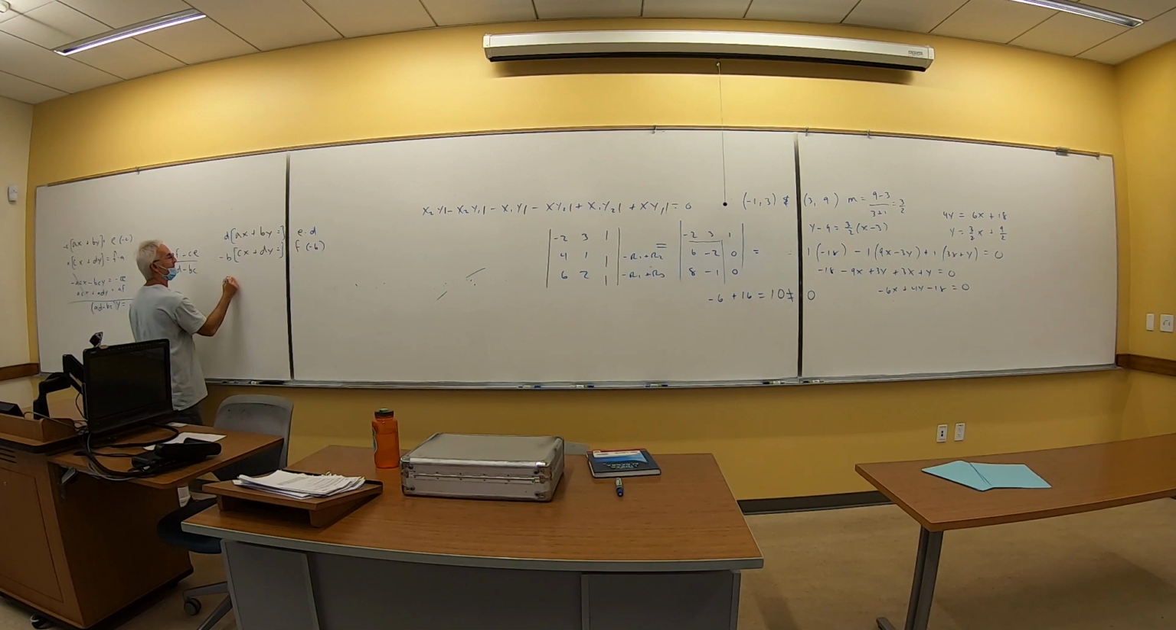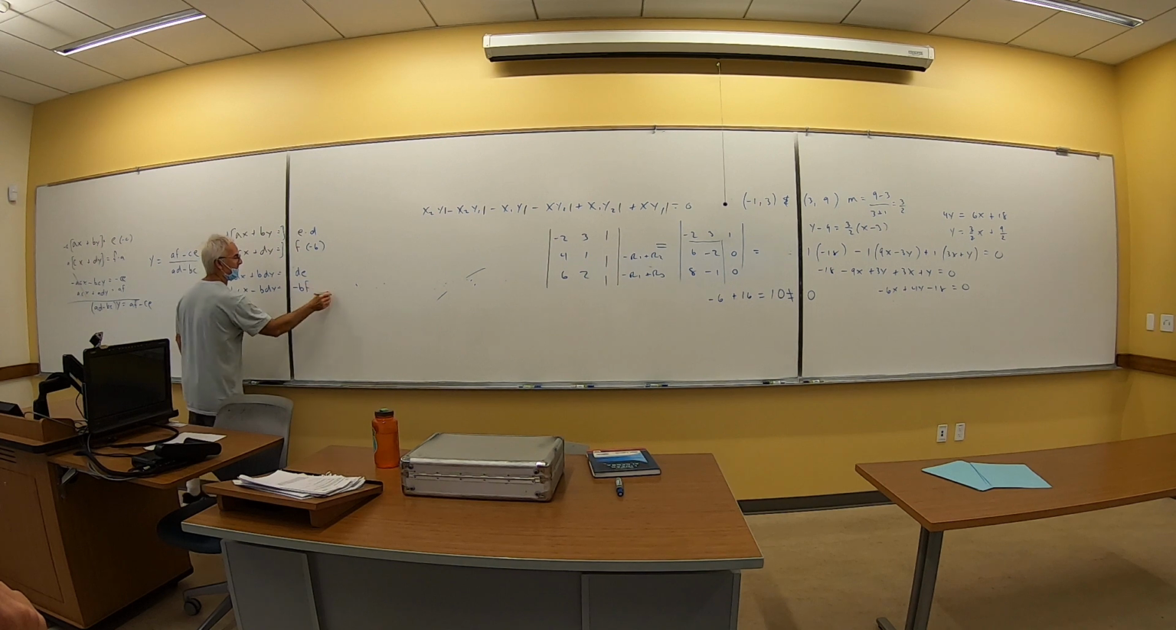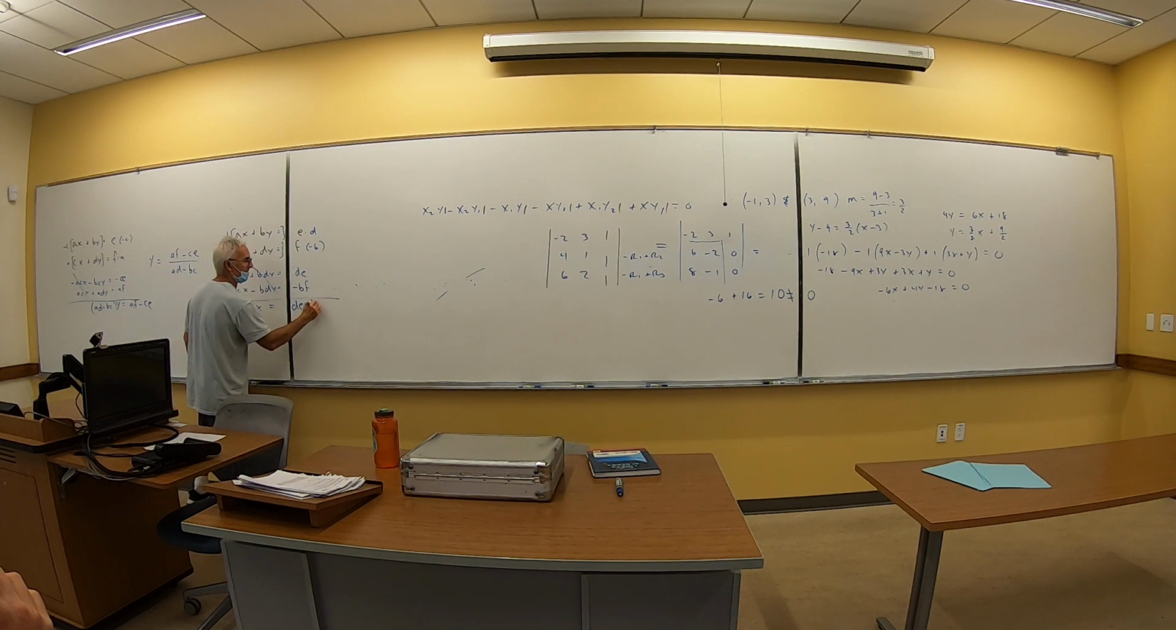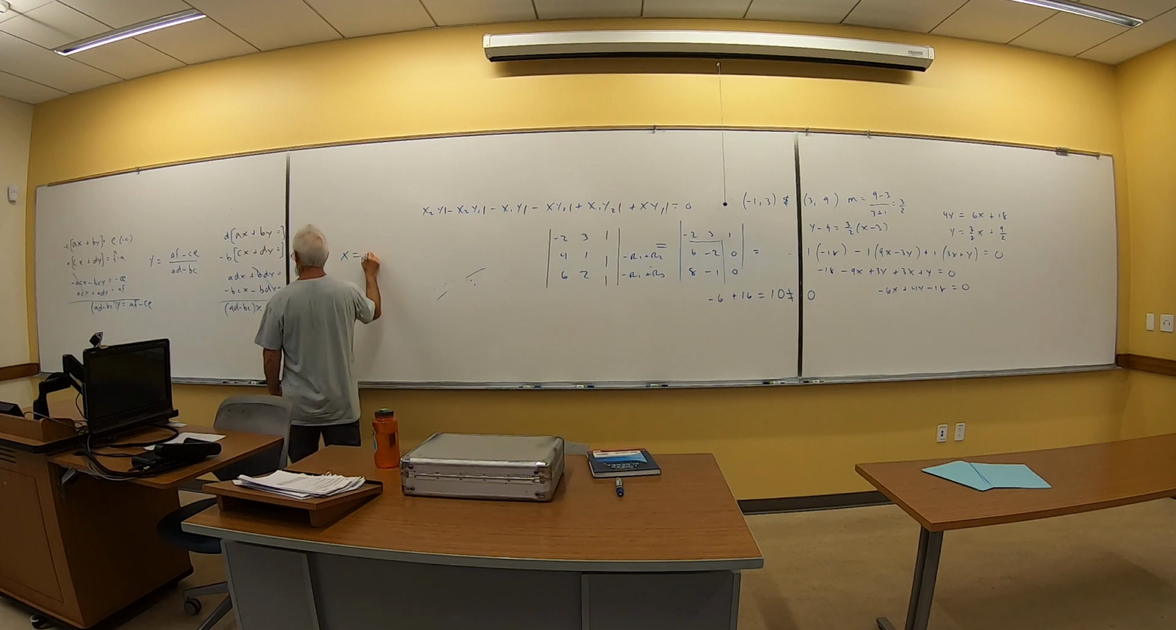Okay, so that gives me the new system ADX plus BDY equals DE, negative BCX, negative BDY equals negative BF, and when I add those together, I'm going to get AD minus BC times X equals DE minus BF. So ultimately X equals DE minus BF over AD minus BC.